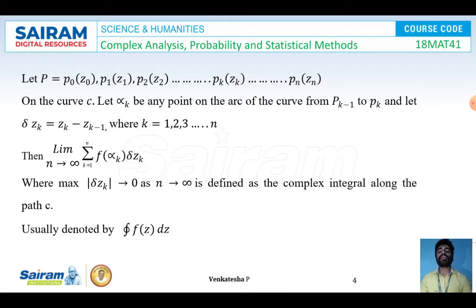Now on the curve C, let alpha k be any point on the arc of the curve from the point Pk minus 1 to Pk, and let delta Zk be equal to Zk minus Zk minus 1, where k ranges from 1, 2, 3 and so on. Then the limit as n tends to infinity of the summation k from 1 to n of f of alpha k into delta Zk, where the maximum of mod of delta Zk tends to 0 as n tends to infinity, is defined as the complex integral along the path C.